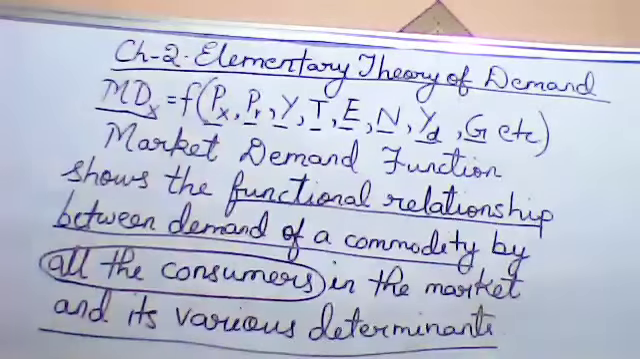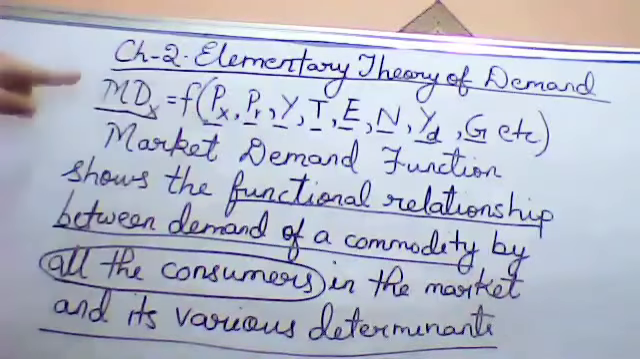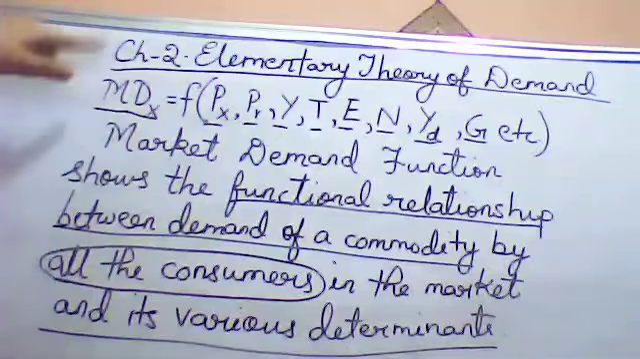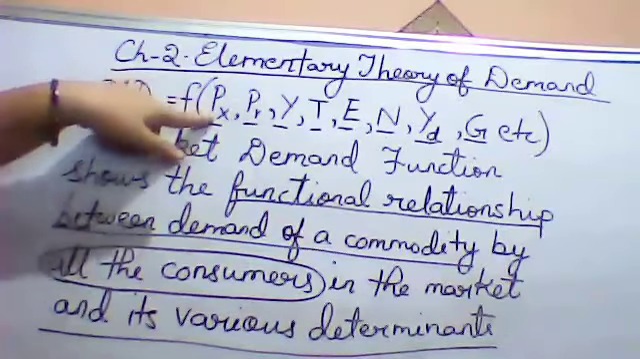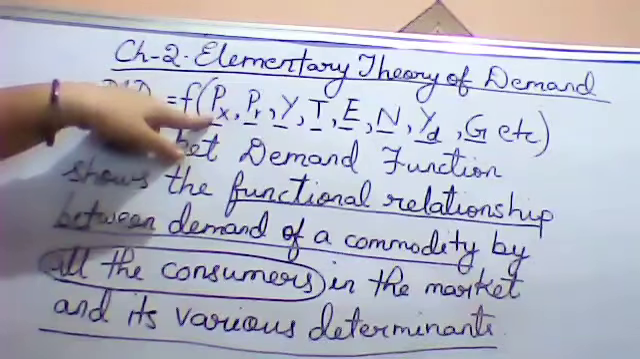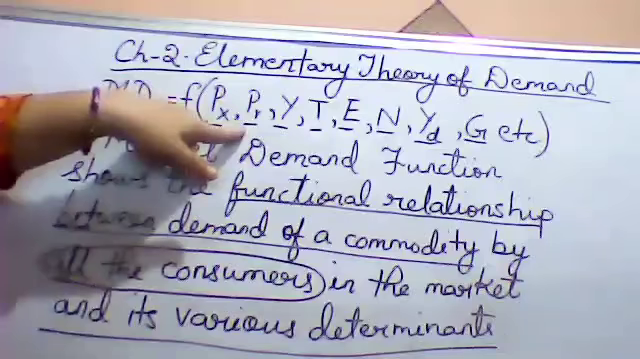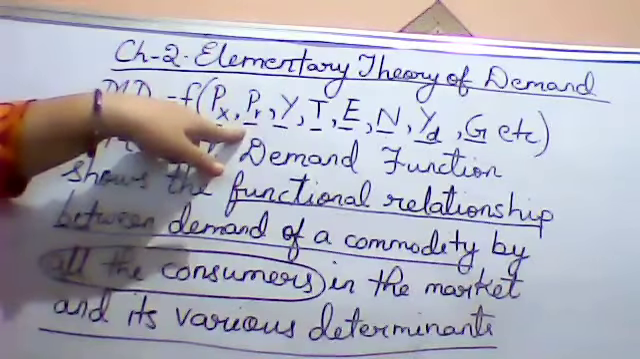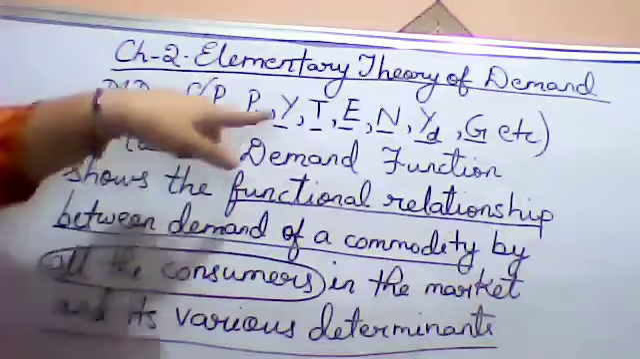Now you will want to know what these determinants are, right? So market demand of X means market demand of commodity X. It is influenced by which factors? Number one is price of commodity X. Then what is PR, children? This you know. Tell me, what is PR? Price of the related goods. Price of related goods.